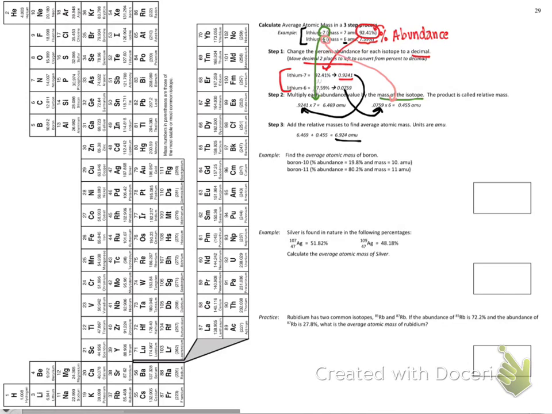And so let's break this down. Let's look at boron. For boron, they give us 2 isotopes: boron-10 and boron-11. Again, start off by writing those isotopes. All right, so I write down my isotopes.